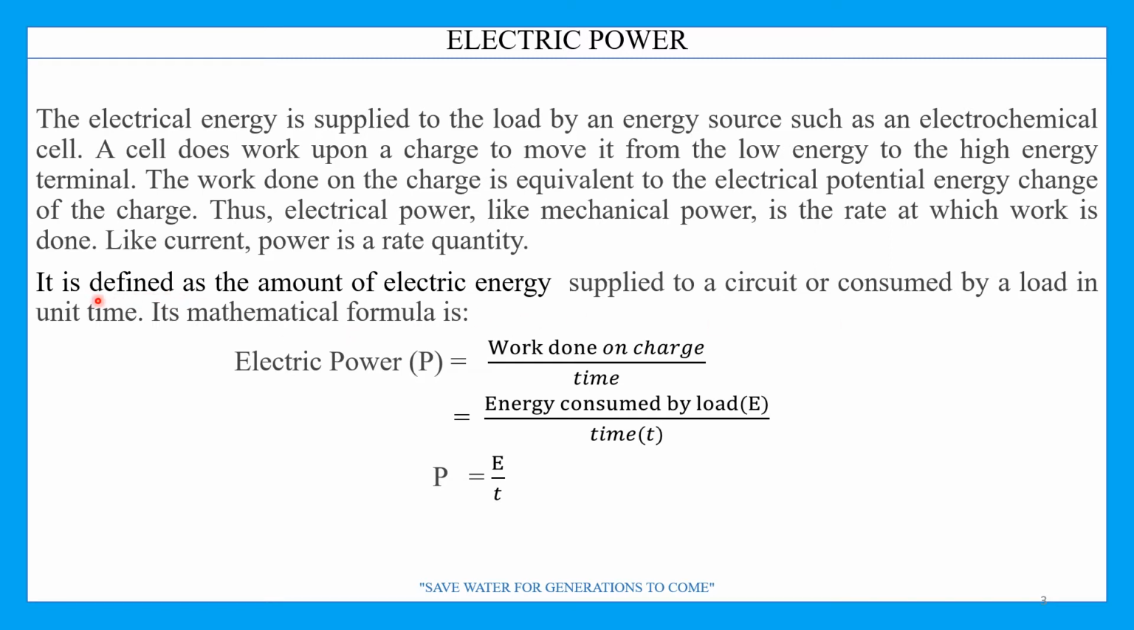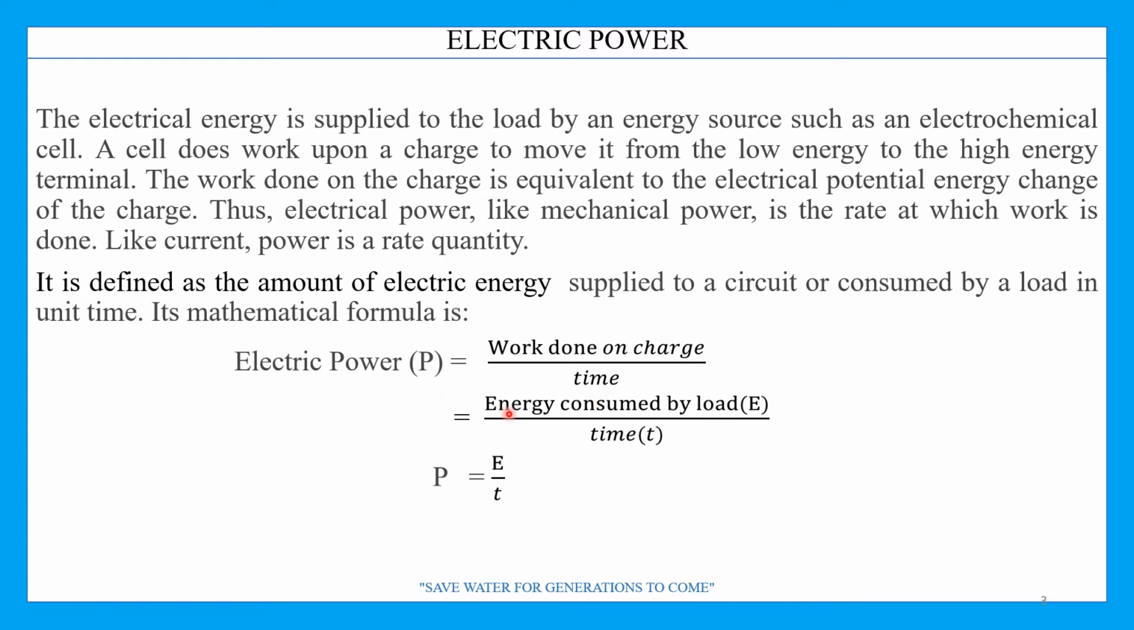And this again I am defining. It is defined as the amount of electrical energy supplied to a circuit or consumed by a load in unit time. So electric power, like mechanical power, is work done on charge upon time. The formula is almost the same, but here it is work done on the charge. There, mechanical work can be mgh, or 1 by 2 mv square, or F into v. But here it is work done on the charge. In mechanical power, work is done on the object, or by the object.